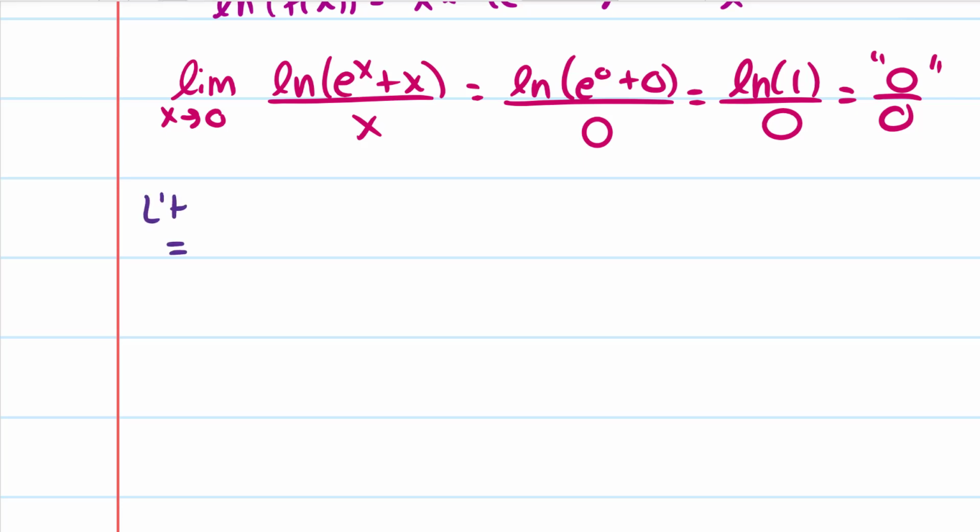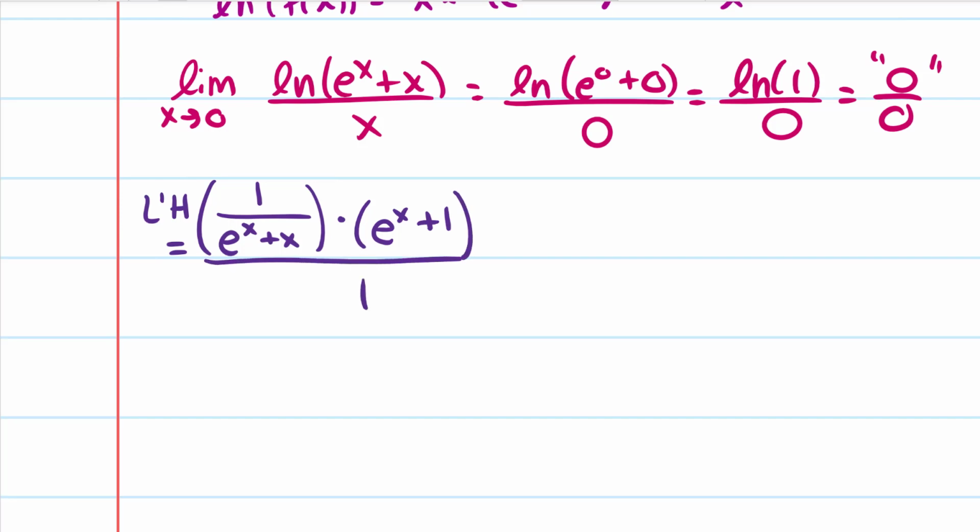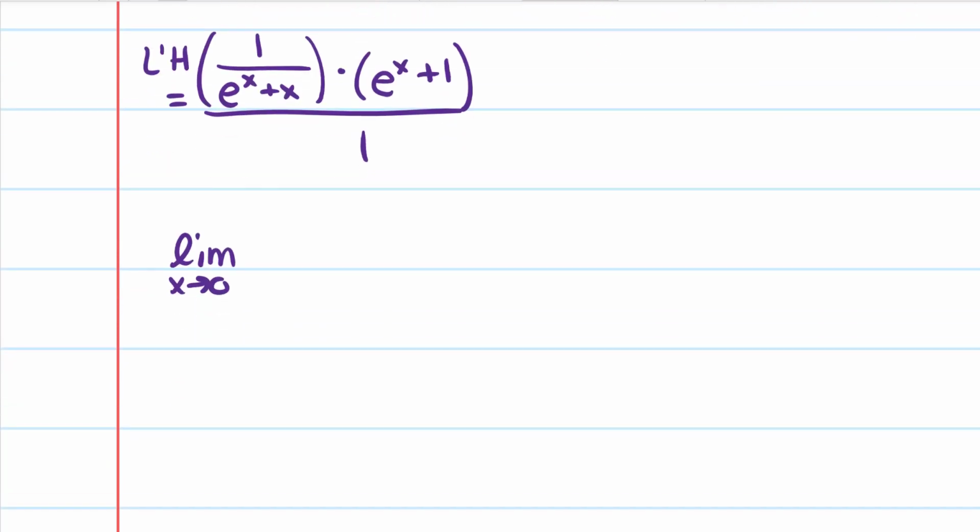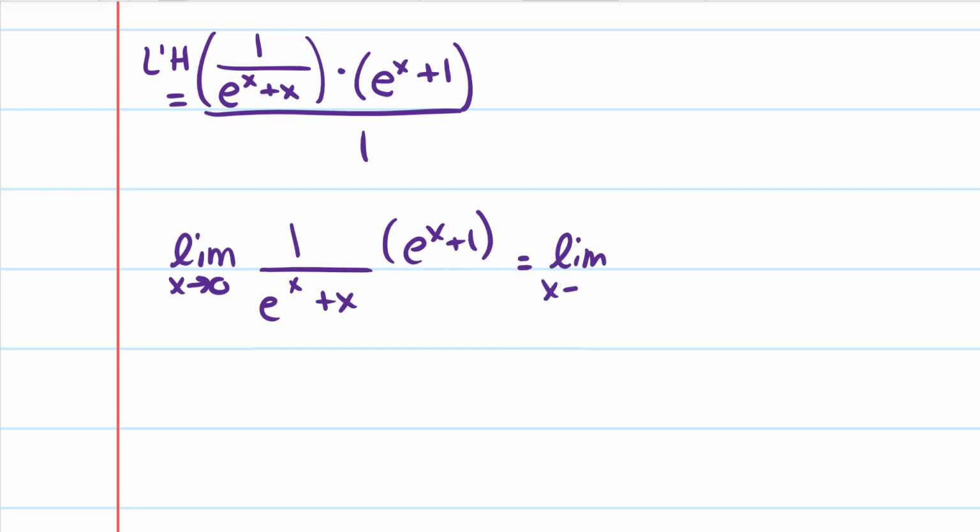So using L'Hopital's rule, we get that the derivative of the numerator is 1 over the inside, e^x + x, times the derivative of the inside, which is going to be e^x + 1, all divided by 1. So we want to take the limit of that. The limit as x approaches 0 of 1 over (e^x + x) times (e^x + 1). We can rewrite that as the limit as x approaches 0 of (e^x + 1) all over (e^x + x).